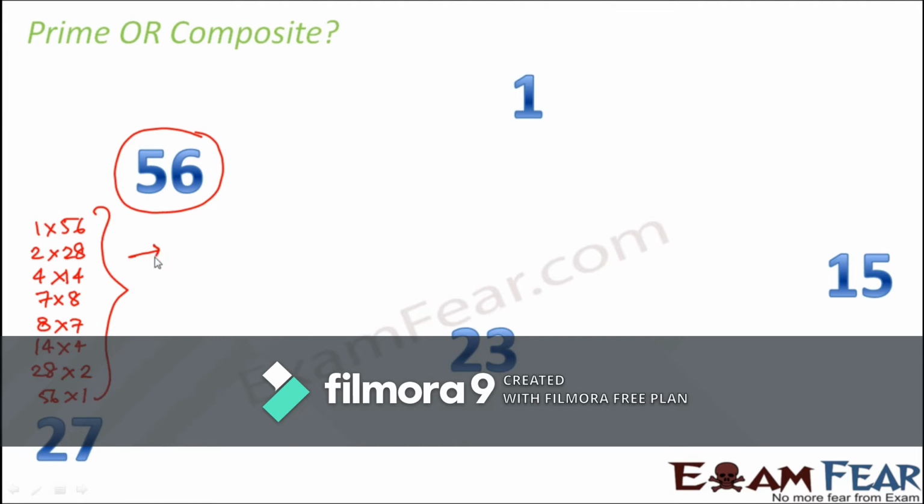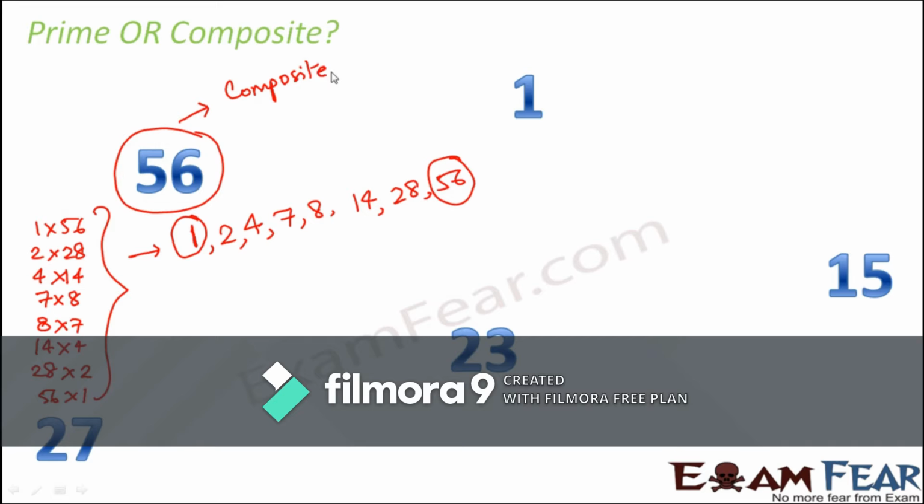So considering these, we can say that it has multiple factors. How many factors does it have? 1, 2, 4, 7, 8, 14, 28 and 56. So it has 1 and the number itself, and besides that it also has so many factors. So it has more than 2 factors, therefore it is a composite number.